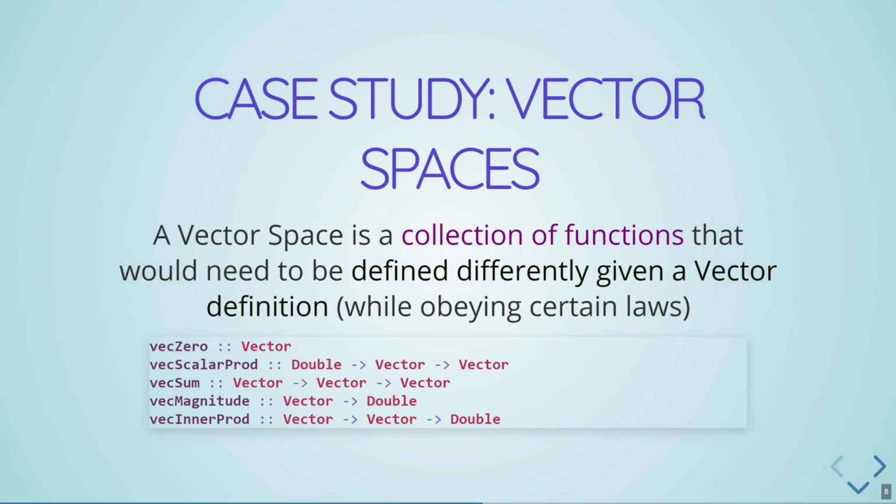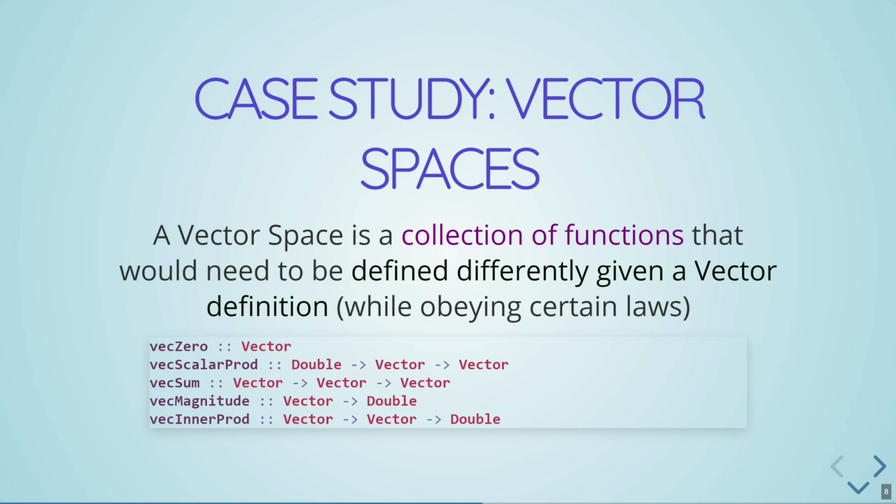So a vector space is something from mathematics, and the way it's used in mathematics actually reflects how you want to use it in Haskell in a lot of ways. So a vector space, it's a collection of functions that would need to be defined differently given a different vector definition. So in math, we use vector spaces so that we don't have to keep writing theorems over and over again for, let's say, the complex numbers and the real numbers and the 2D vectors and the 3D vectors and stuff. We want to write these theorems and be like, oh, I can prove these theorems for anything, as long as it's a valid vector space.